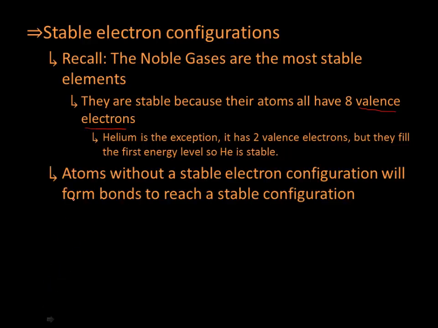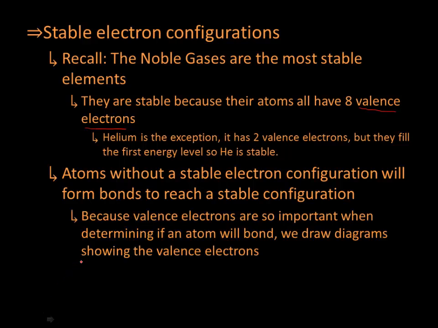Now, if an atom doesn't have a stable configuration, it will form a bond to reach a stable configuration. And we'll talk more about bonding in a minute, but for now I want to be able to recognize stable configurations versus unstable configurations, and there's a way to do that. We use a picture called an electron dot diagram.